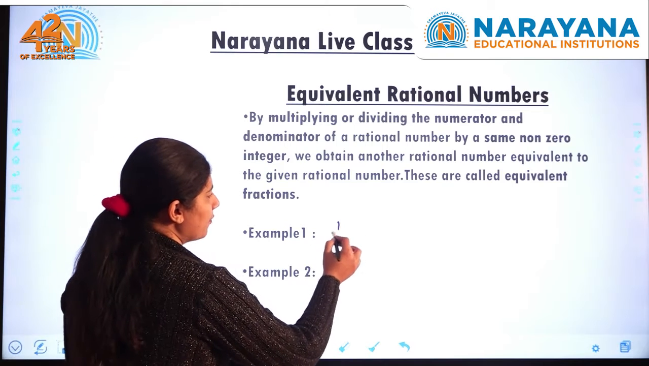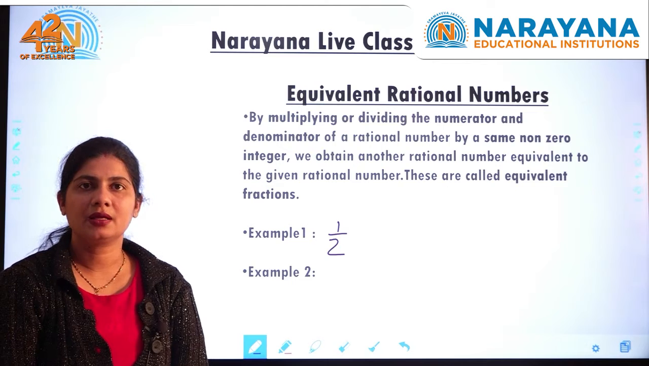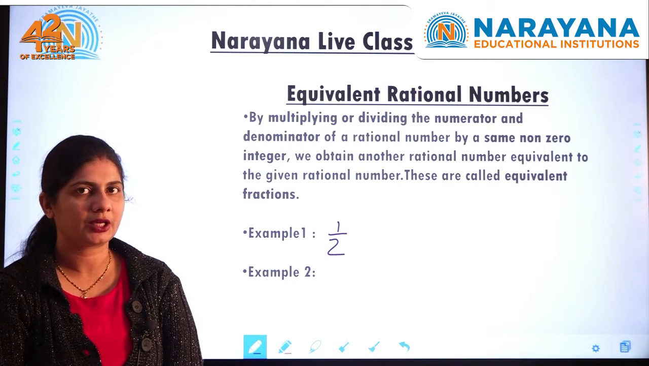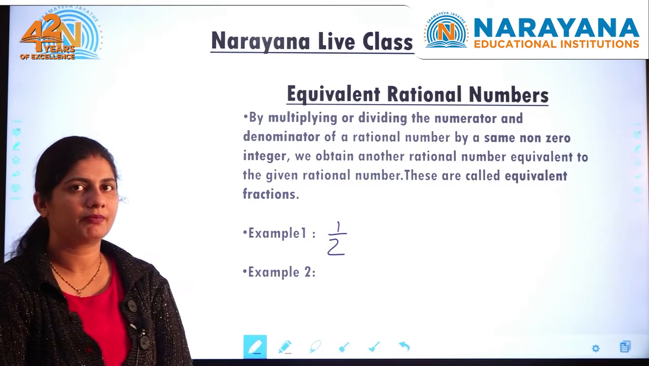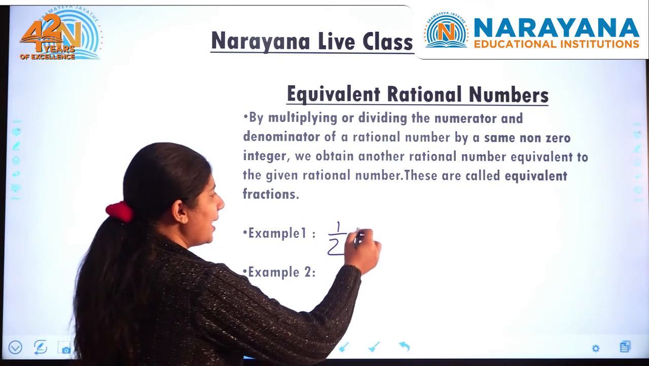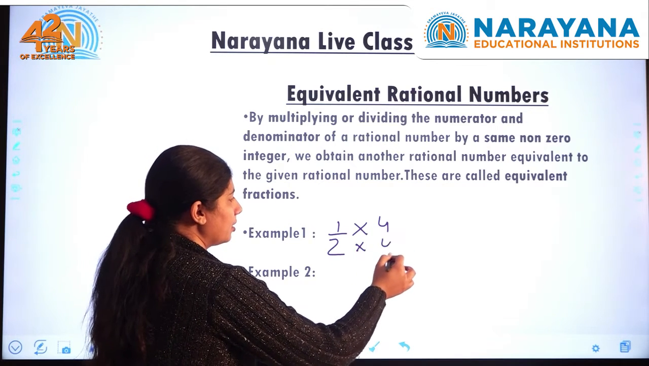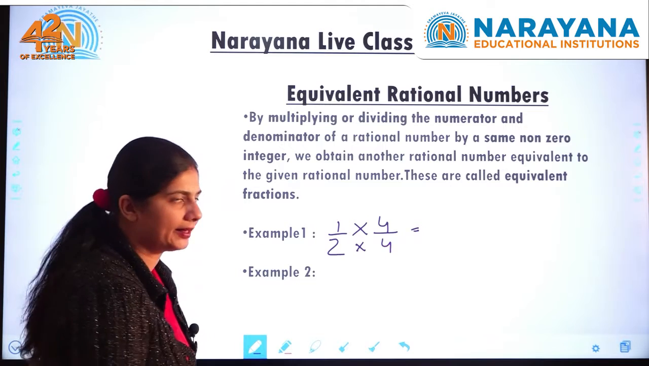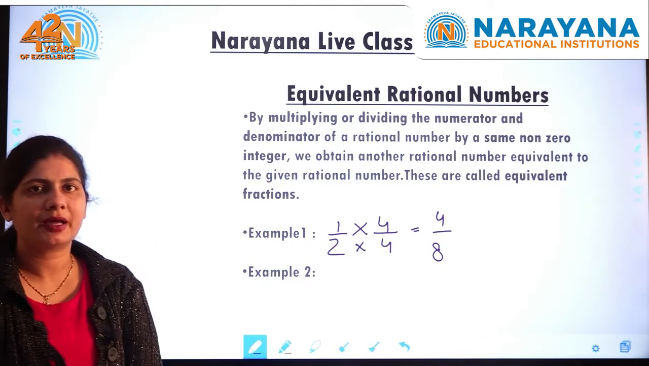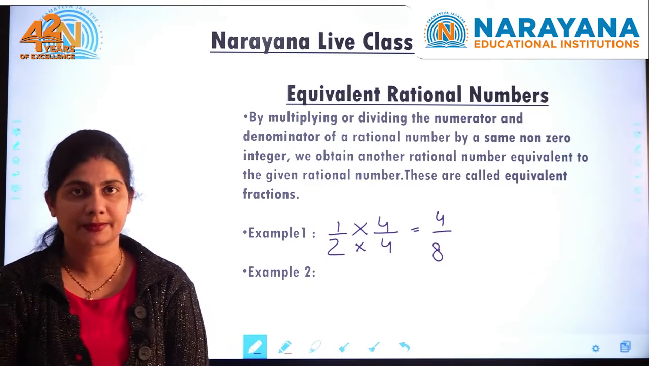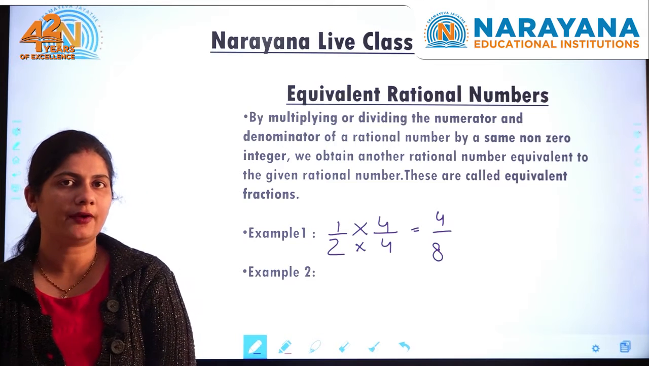If I write 1 by 2, what is 1 by 2? It is a number in the form of P by Q, where Q is not equal to 0. So we can regard 1 by 2 as a rational number. If I multiply the numerator and the denominator both by 4, what do I get? I get 4 by 8. So what is the relation between 1 by 2 and 4 by 8? Can anyone tell?